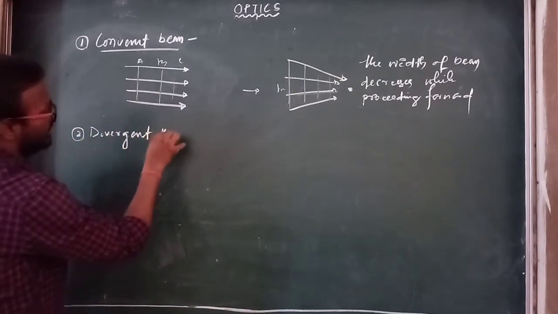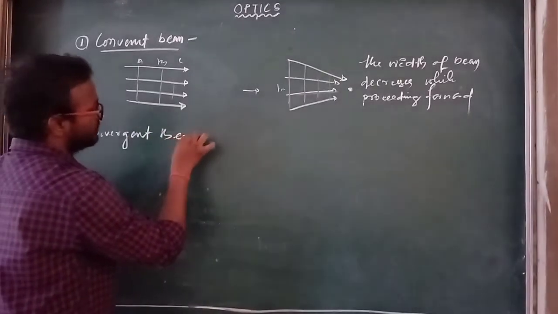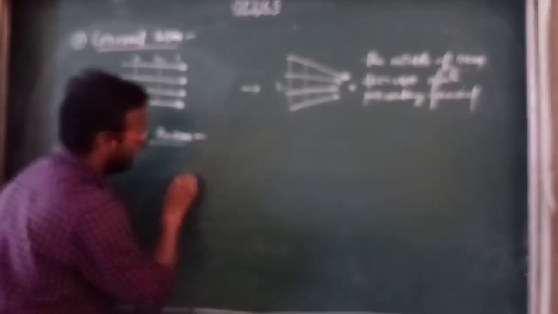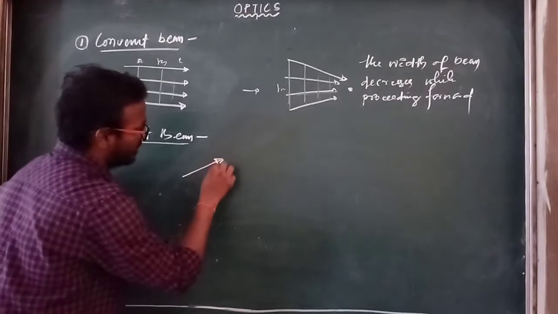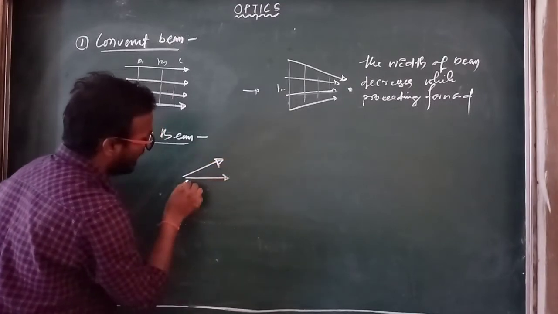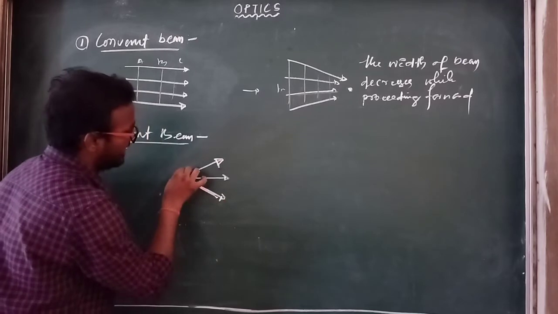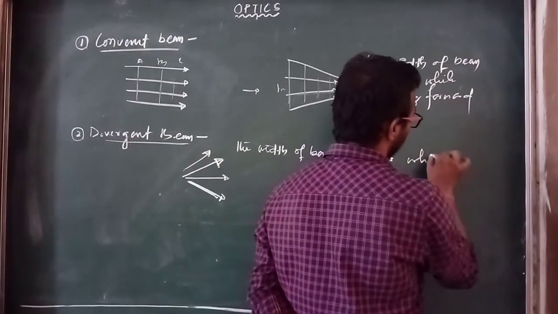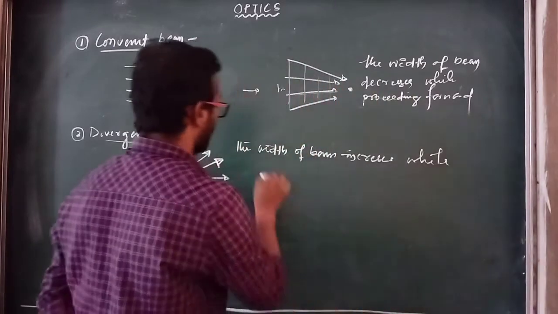Next and second point is the divergent beam or divergent ray. In this case, the rays are coming in an outward direction, or the rays come from one point and move in this direction. These are divergent rays, because here the width of the beam increases while proceeding forward.